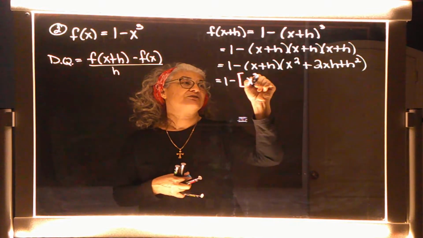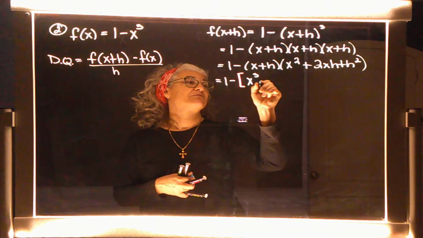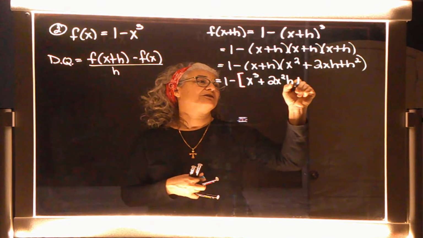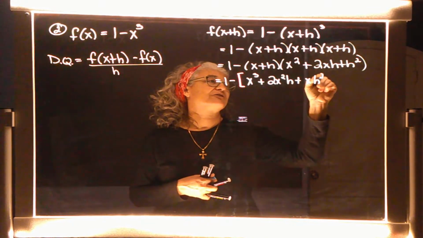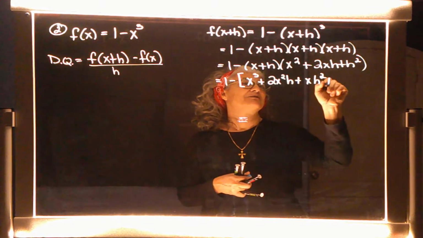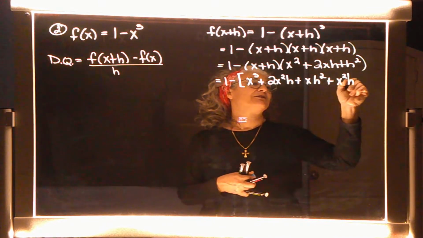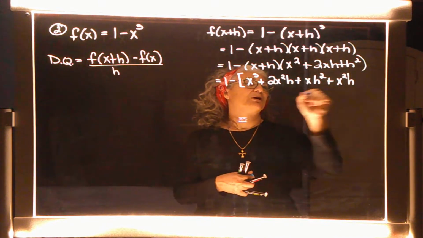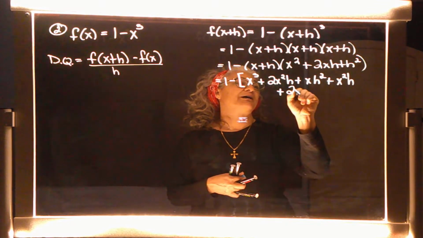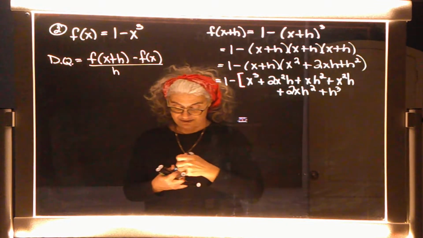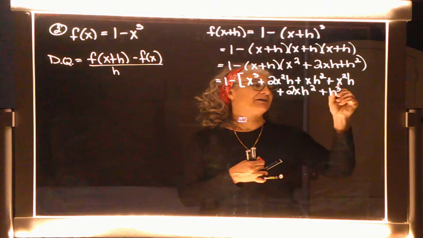So x to the third, right? Plus 2x squared h plus xh squared plus x squared h. I'm running out of room. I'm going to put it down here. Plus 2xh squared plus h to the power of 3. Okay.